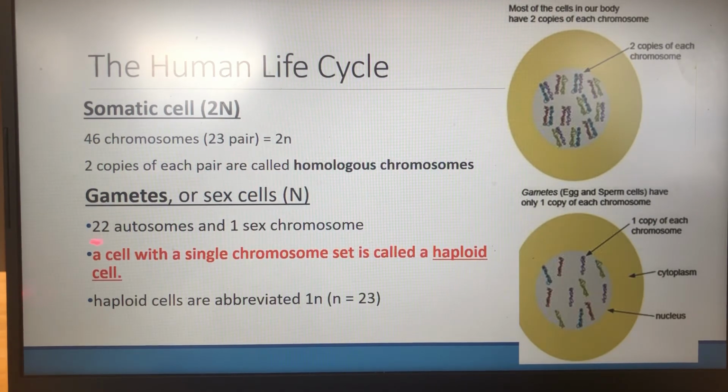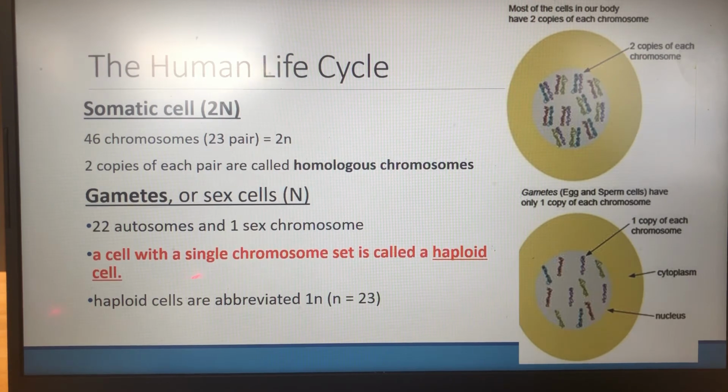Gametes, on the other hand, are sex cells. The way that we would write them is denoted by the letter N. Again, you can think about it as 2N means you have a copy of the homologous chromosomes. N means you just have one copy. In this case, for humans, you could say that you had 22 autosomes and 1 sex chromosome. That is just for humans, right? If our cell had a 2N of 8, its N number would be 4.